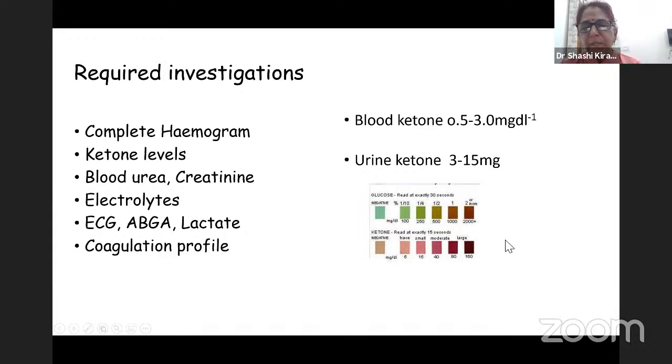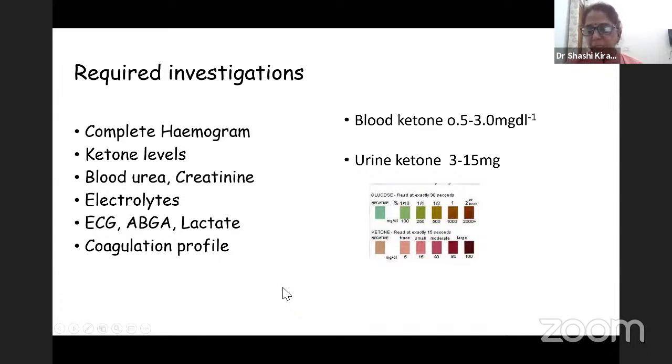And this is a typical dextro or multi-stick, which can indicate whether the ketones are negative, trace, small, moderate, large, or +1, +2, +3. So the levels can be accordingly 5, 15, 40, 80, and 160.